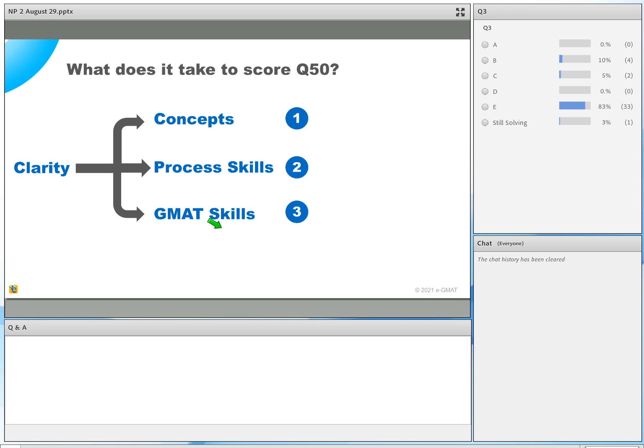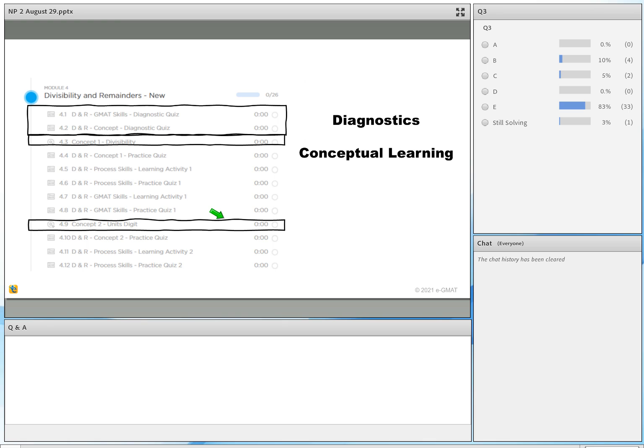GMAT skill finally is when you get ready for GMAT-like questions. That happens when your concepts are solid, when you know how to apply your process skills. Then GMAT is not too difficult for you. It's not difficult. It's only about doing things the right way.